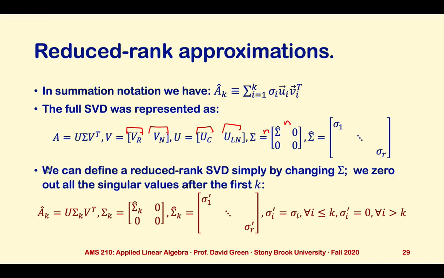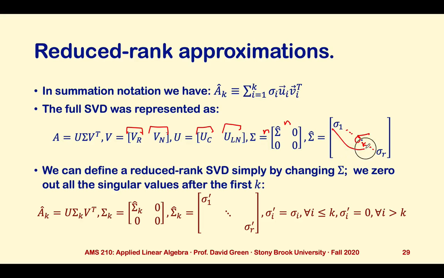Now, we can define a reduced rank SVD really simply by changing this sigma piece. What we want to do is zero out portions of it. So what we'll do is find somewhere in here is sigma K, the last entry that we want to keep in our term.